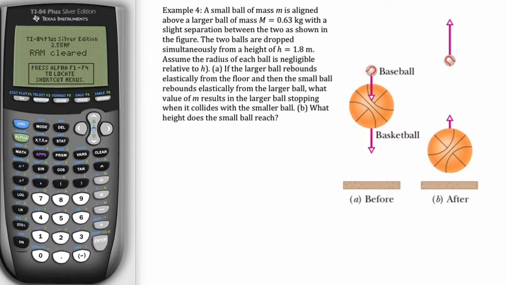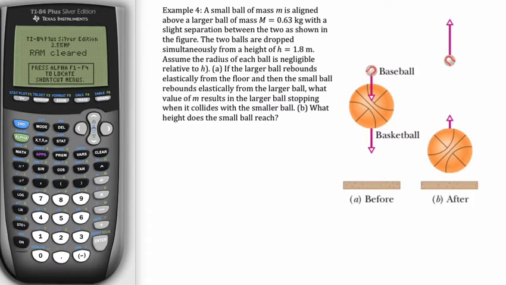All right, so let's read over the problem and think of our key equations. So we have a small ball of mass m, we're actually going to find that mass, that is aligned above a large ball, so in other words it's directly above, and their centers of mass are lined up. That larger ball has a mass of 0.63 kilograms. There's a slight separation between the two, as shown in the figure.